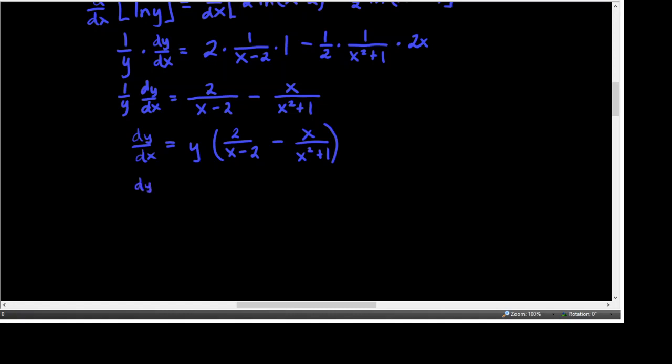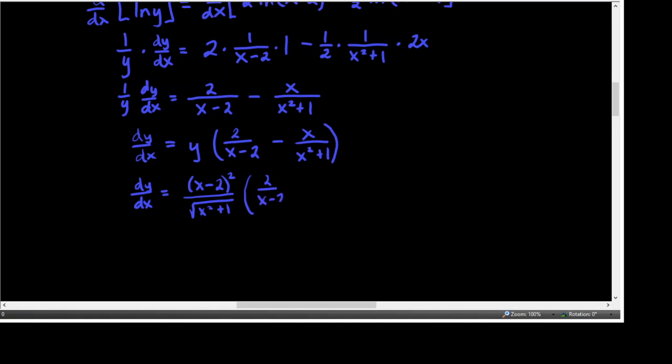Now, generally speaking, we want our derivatives to be entirely in terms of x. We have a y in our answer, so we're going to remove that y and put back in its place the original y value, which is the original problem. So I'm going to take the y out, and in its place I'm going to put (x minus 2) squared divided by the square root of x squared plus 1. And that will be multiplied by 2 over x minus 2.